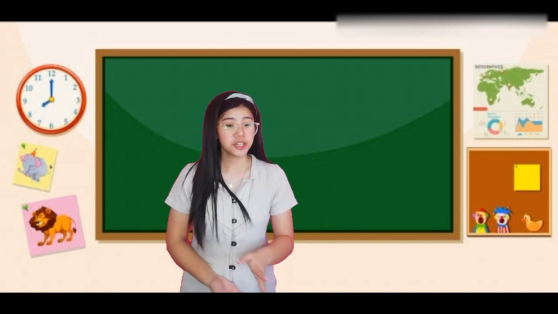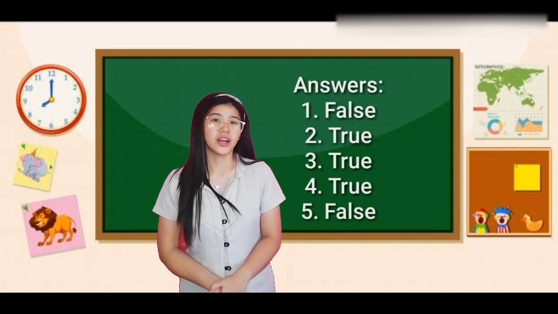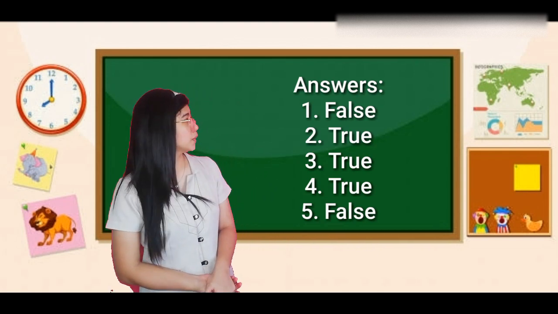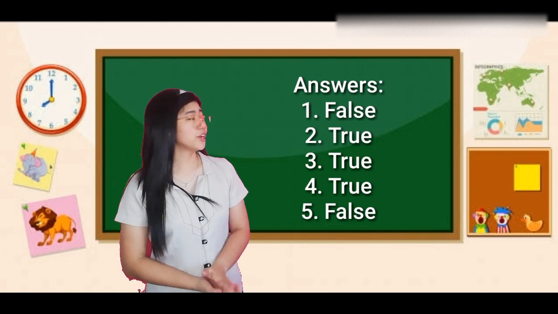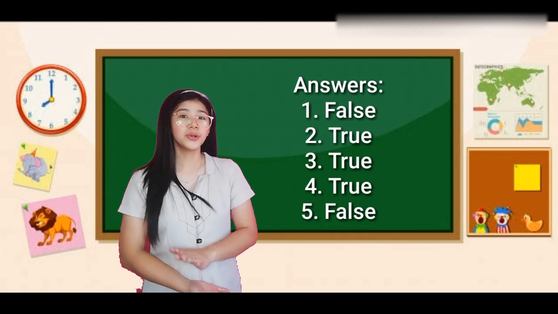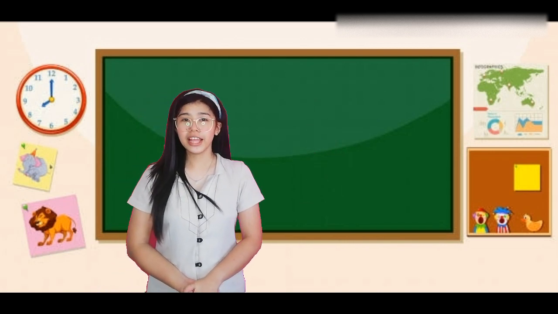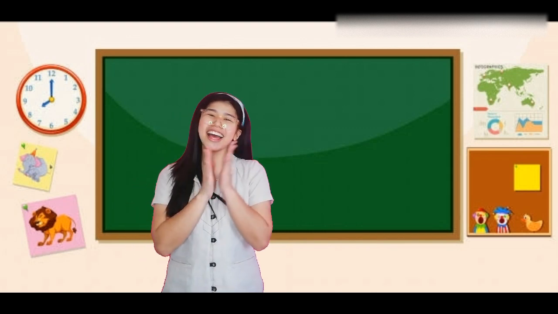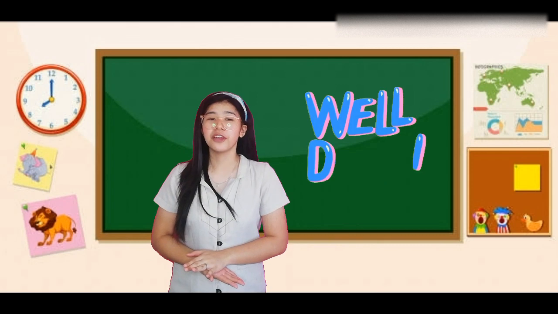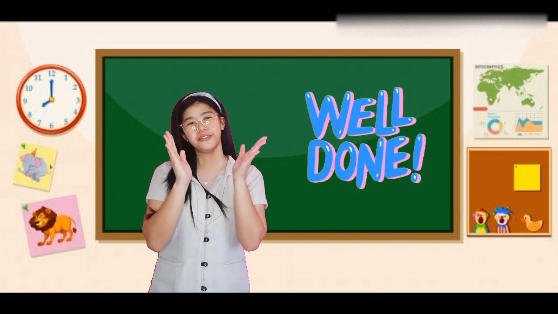Class, exchange your papers with your seatmates and we will check your answers. Okay, number 1, false. Number 2, true. Number 3, true. Number 4, true. And lastly, number 5, false. So, who got 5? Wow, very good, all of you. All of you got 5 points. So, everyone, let's give each other 5 claps. 1, 2, 3, 4, 5.